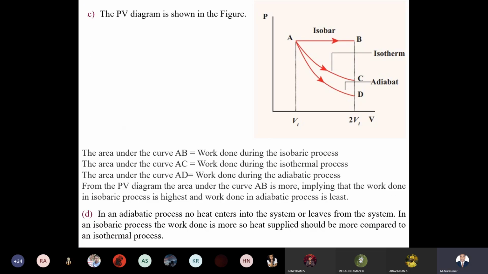Then the fourth question: in adiabatic process, no heat enters into the system or goes out of the system. In isobaric process, the work done is more. Why does it happen? Because there is no way to transfer heat. So you can answer the fourth question.